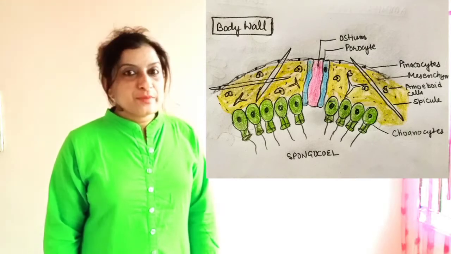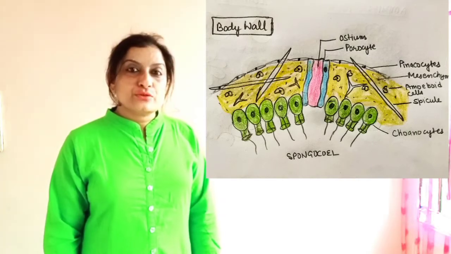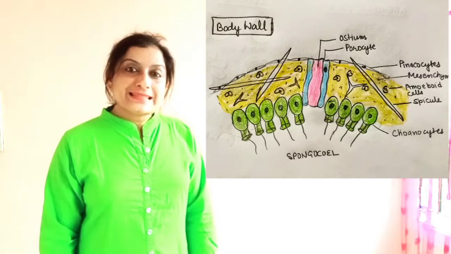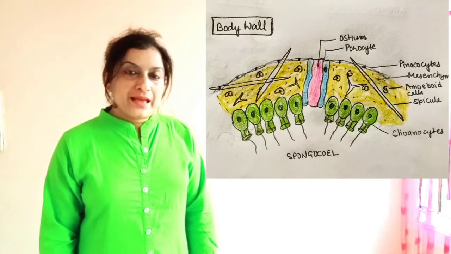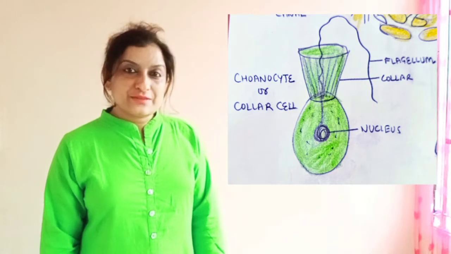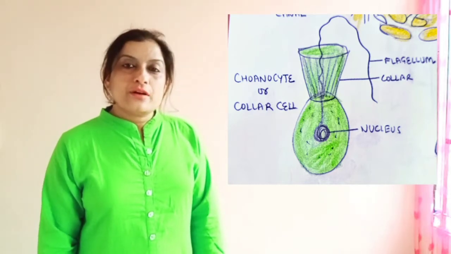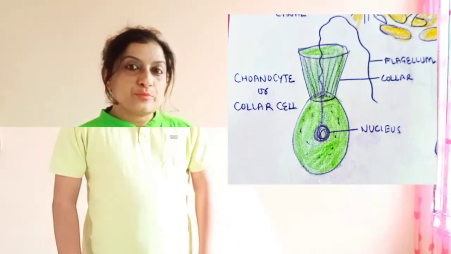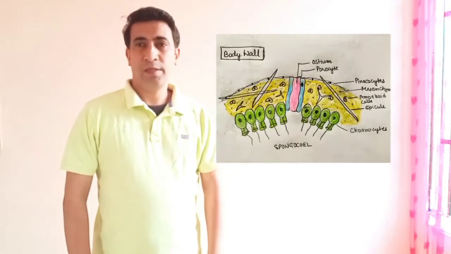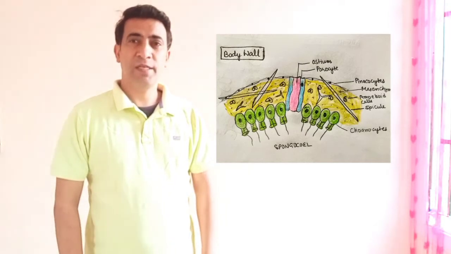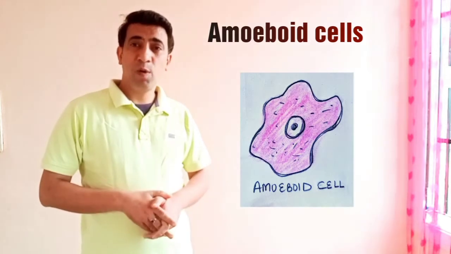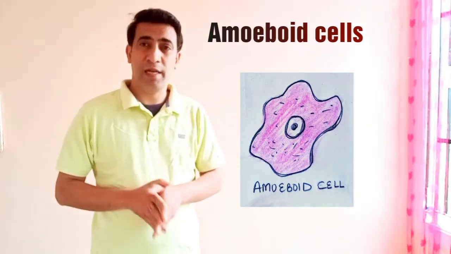And choanoderm is made up of choanocytes, which are also known as collar cells because of the presence of a collar-like structure. These cells are the unique feature of this phylum, and they also have flagella. The beating of these flagella results in the formation of a water current in sponges. In between the pinacoderm and choanoderm, there is a non-cellular layer which is called mesenchyme, and it is secreted by both the layers. A large number of amoeboid cells are found in this layer.